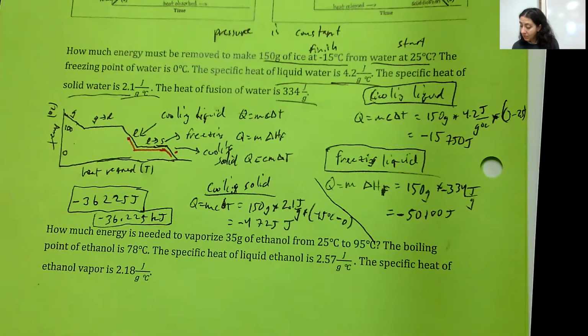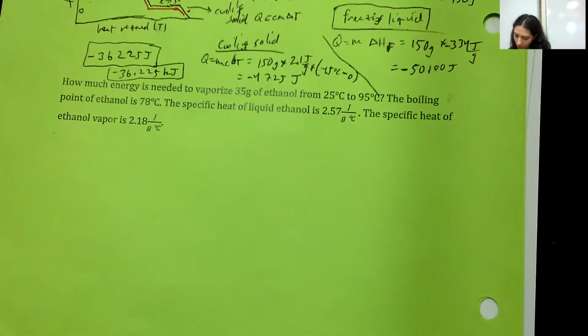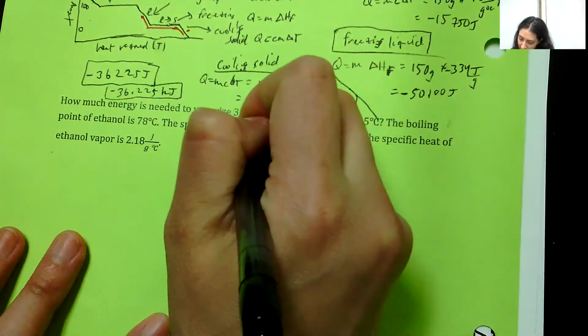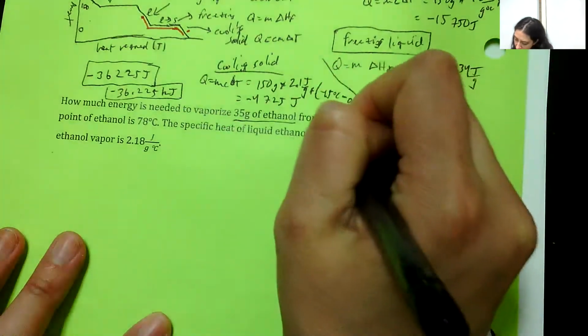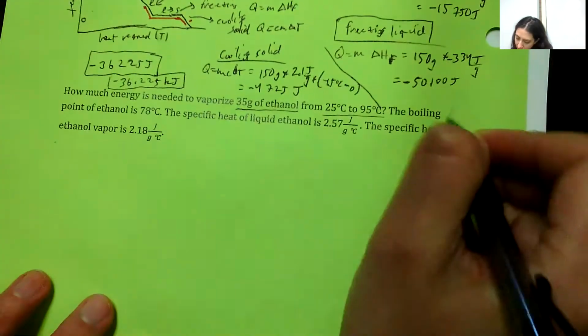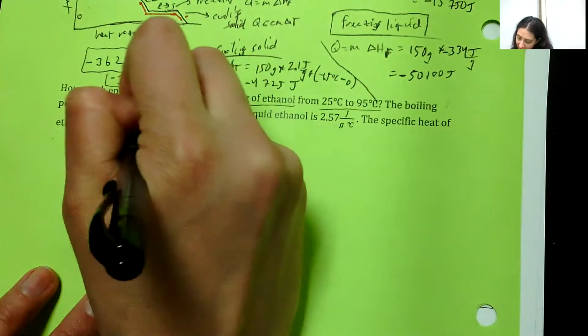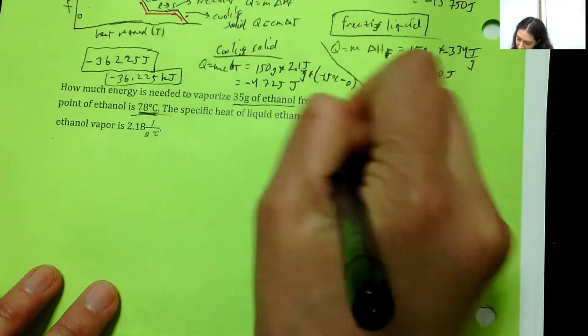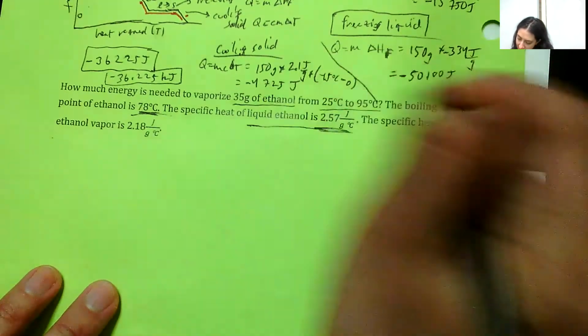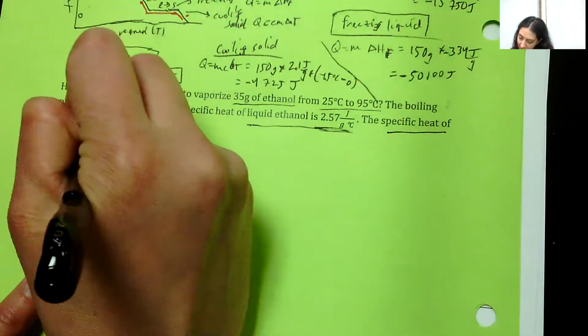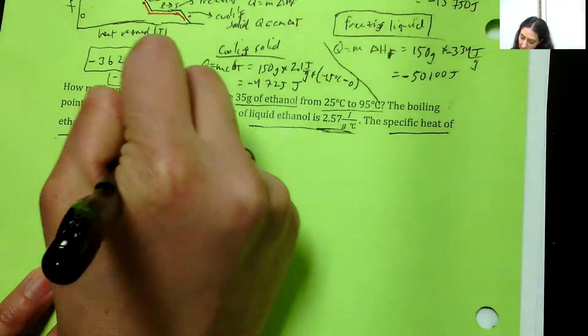Okay, let's try another one. We'll see if this makes sense. I've got a little bit more space for that one, so that's good. So how much energy is needed to vaporize 35 grams of ethanol from 25 degrees Celsius to 95 degrees Celsius? The boiling point of ethanol is 78 degrees Celsius. We've got the specific heat of liquid ethanol and the specific heat of ethanol vapor.